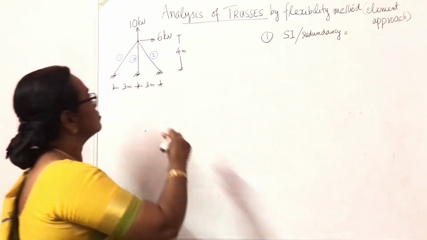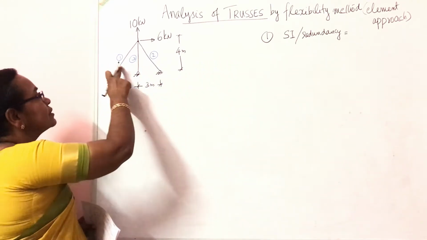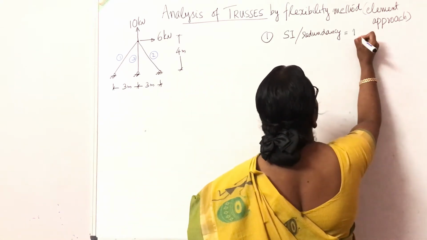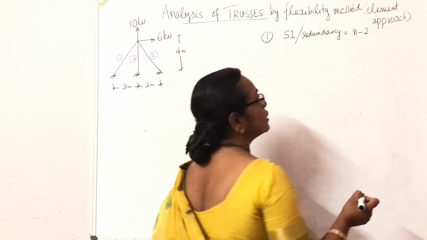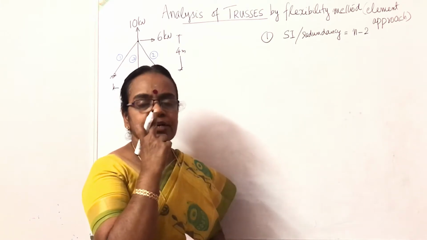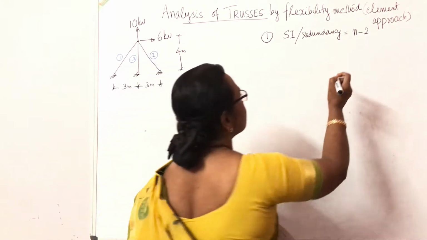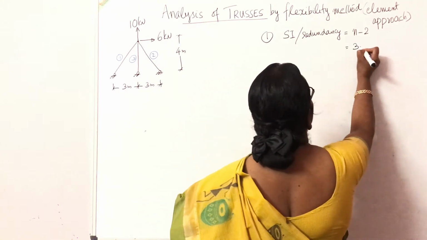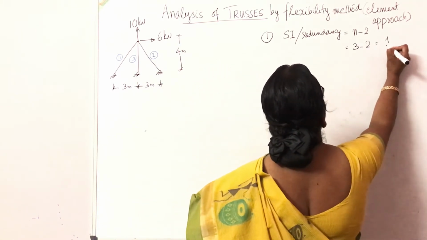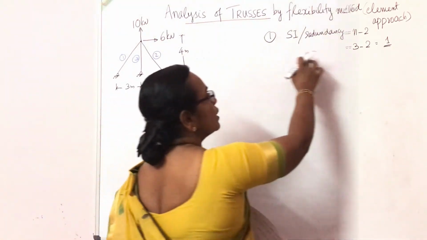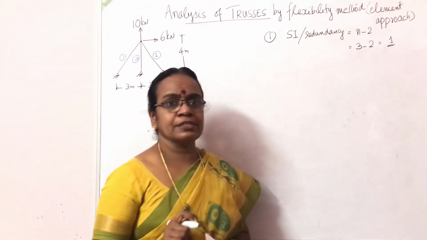For a truss, consider a single joint truss. There are 3 members. Indeterminacy is determined as number of members minus 2. If there are 2 members at a joint, we can easily find the forces by using sigma V equals 0 and sigma H equals 0. So here the number of members is 3 minus 2. So it is statically indeterminate to degree 1. Static indeterminacy is equal to 1. That is the first step.